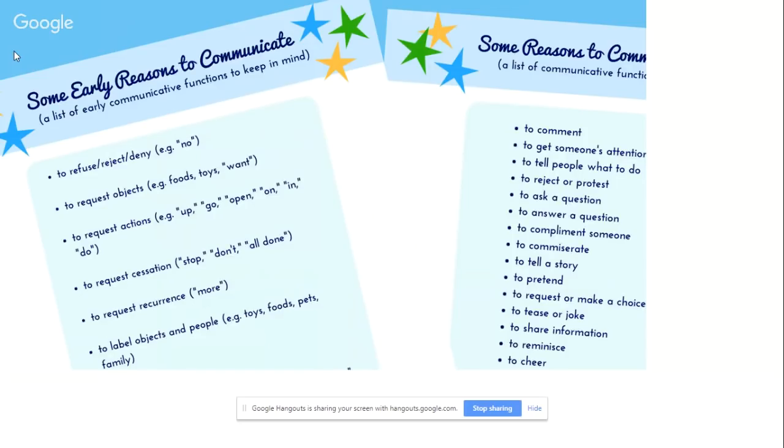And I usually also give my parents these sheets where I have my list of some early communicative functions. If you think about typically developing children's first words, what are some of the things they are commonly communicating for? And then I have one which is a list of some other reasons to communicate. So that's just good to start that discussion and talk about things that we might want to focus on.